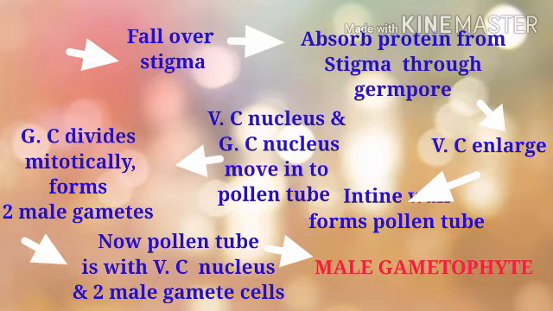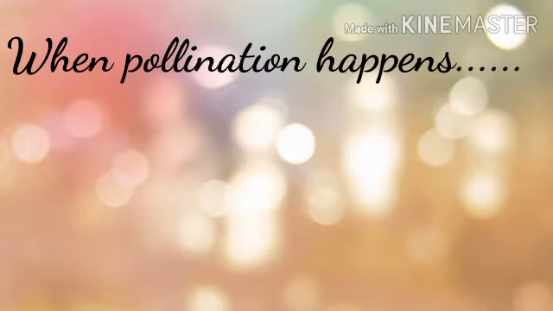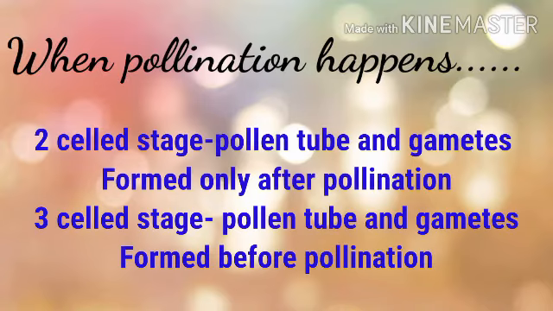The pollen grain with the pollen tube nucleus, the vegetative cell nucleus and the two male gamete cells together form the male gametophyte. Okay. So in short, children, when does pollination happen? In the two-cell stage, that is, when the generative and vegetative cells are formed, pollination happens in certain plants. Their pollen tube and gametes are formed only after pollination.